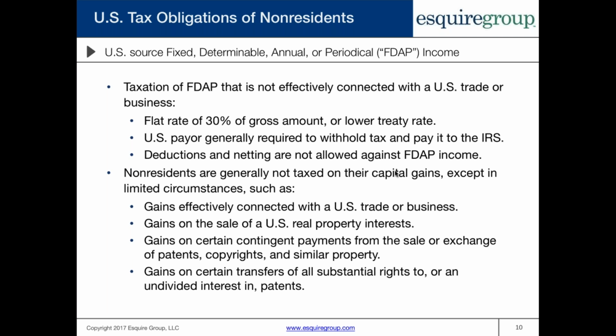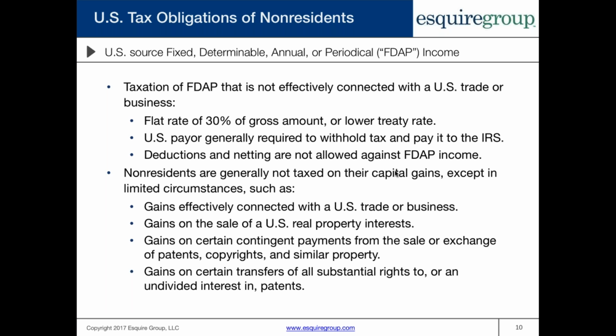Taxation of FDAP income that is not effectively connected with a U.S. trade or business is taxed differently than effectively connected income. As I mentioned before, effectively connected income is taxed at graduated tax rates, just like a U.S. citizen or resident would be taxed. FDAP income is generally subject to a 30% flat tax on the gross amount.